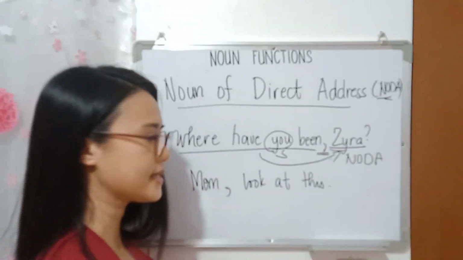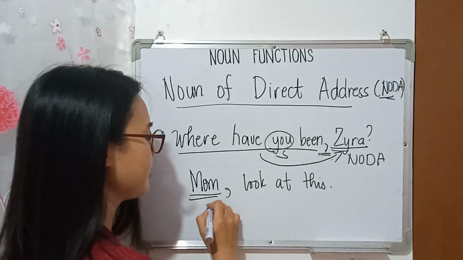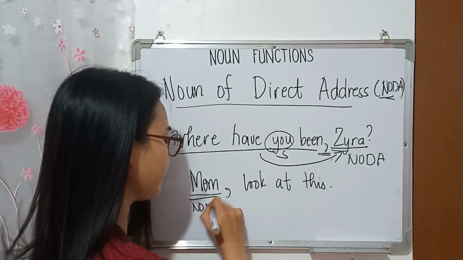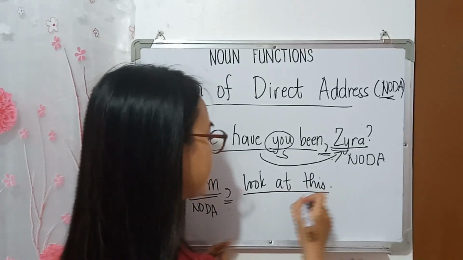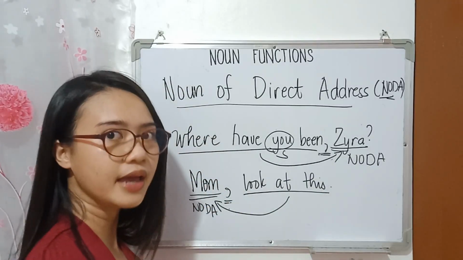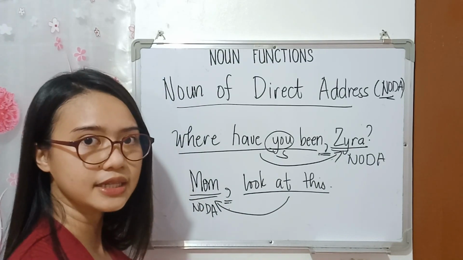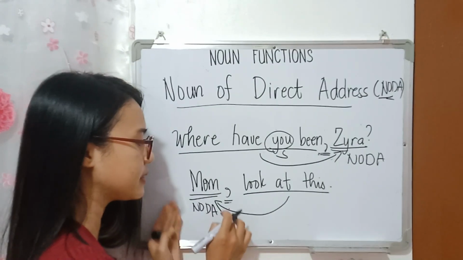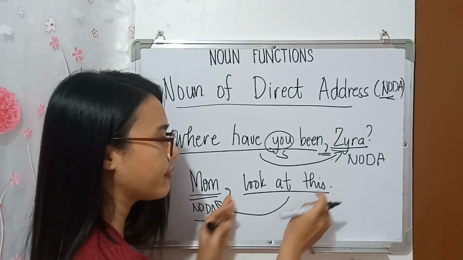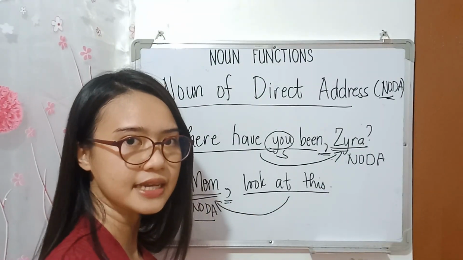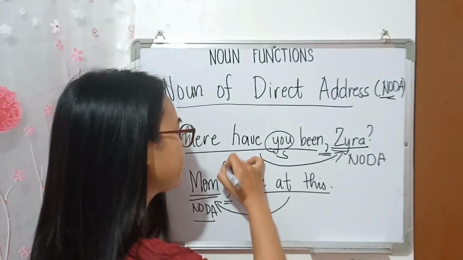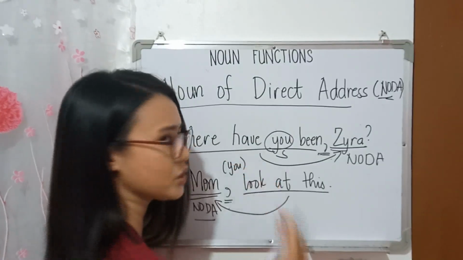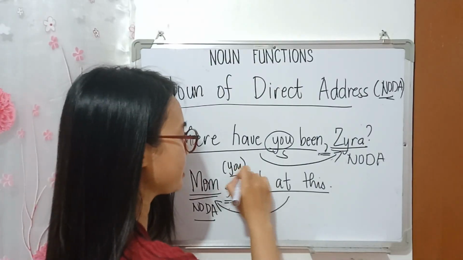Mom, look at this. Here, mom is our noun of direct address because it's separated by a comma. And look at this is addressed to mom. But ma'am, what is our subject in the sentence if mom here is considered NODA? If that is an imperative sentence, or a sentence that gives a request or command, always it's you. It is just omitted. Okay, so this is our subject.